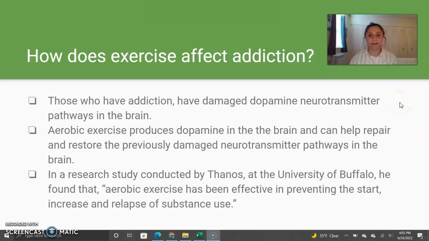How does exercise affect addiction? Those who have addiction have damaged dopamine neurotransmitter pathways in the brain. Dopamine is the neurotransmitter that helps create a balanced mood and happiness. Aerobic exercise produces dopamine in the brain and can help repair and restore the previously damaged neurotransmitter pathways. In a research study done at the University of Buffalo by Thanos, he found that aerobic exercise has been effective in preventing the start, increase, and relapse of substance use.